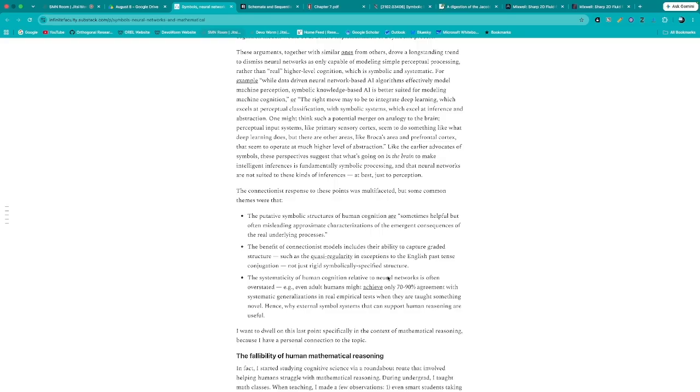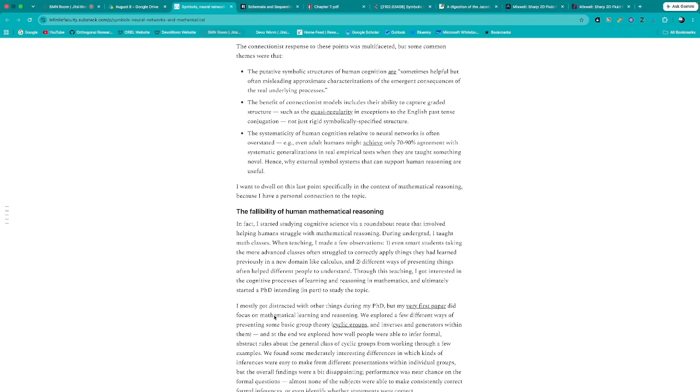Like in mathematics, you have a more formal symbolic process where everything is highly regular. And in fact, natural language is a lot of quasi-regularity. And then third, the systematicity of human cognition relative to neural networks is often overstated. So even adult humans might achieve only 70 to 90% agreement with systematic generalizations in real empirical tests when they are taught something novel. Hence why external symbol systems that can support human reasoning are useful. So this last point is important to the context of mathematical reasoning.